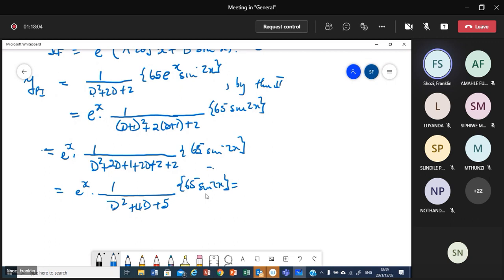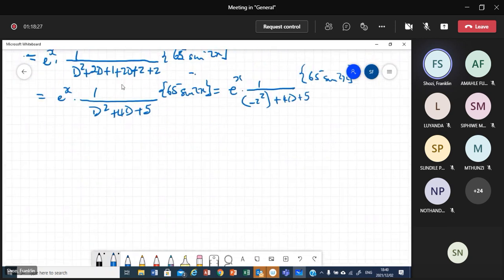Now there is a trig function. There is D squared. Use theorem 3. It's e to the power x, 1 all over D squared. It's minus 2 squared plus what? Plus 4D plus 5. We are left here with what? 65 what? Sine 2x.